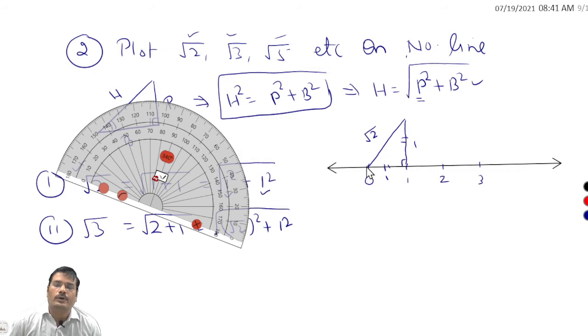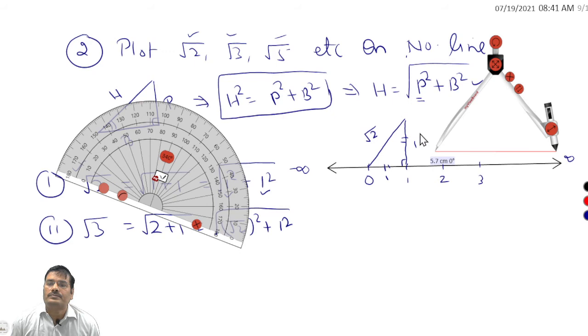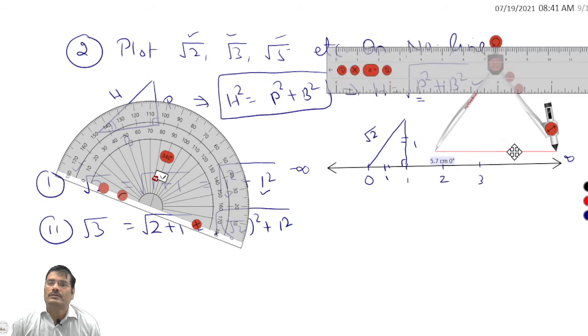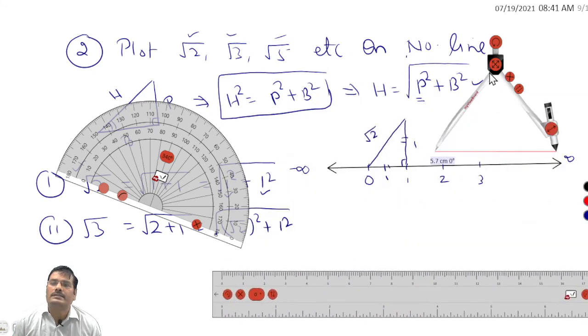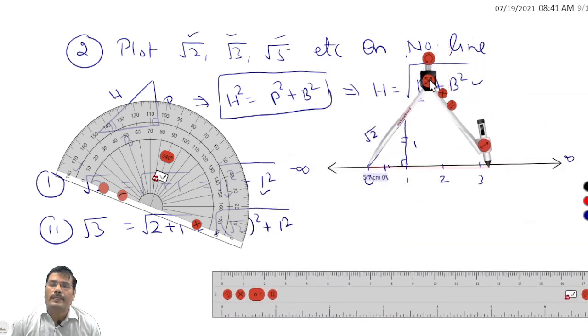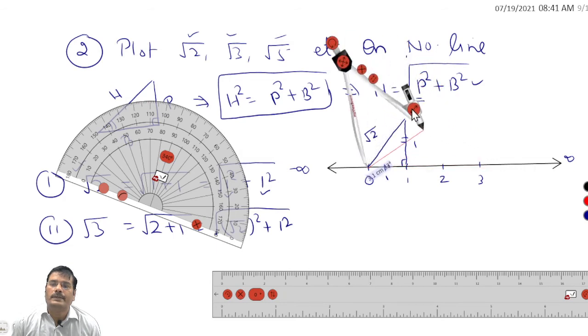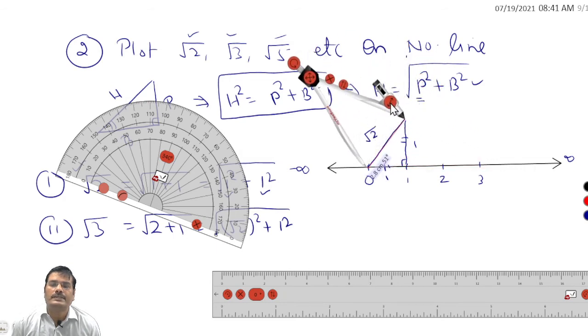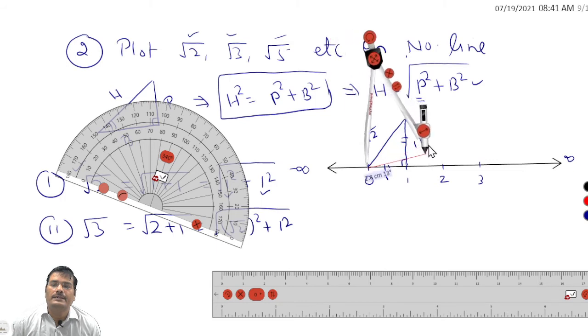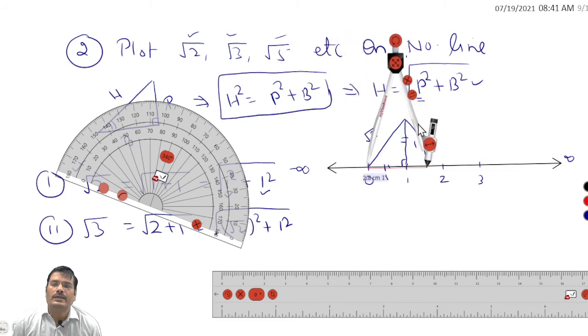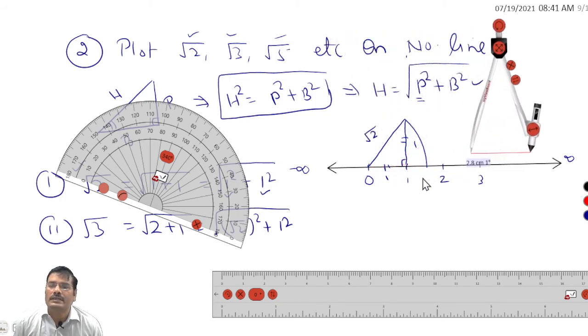Now we have to plot this on the number line. To plot on a number line, put your compass here, fill this distance and make an arc. Okay, so this one is your root 2.